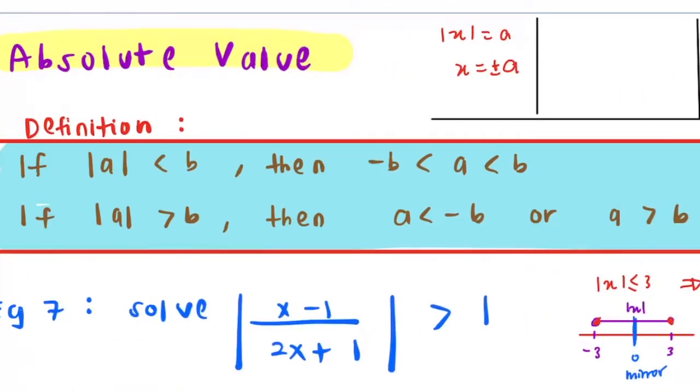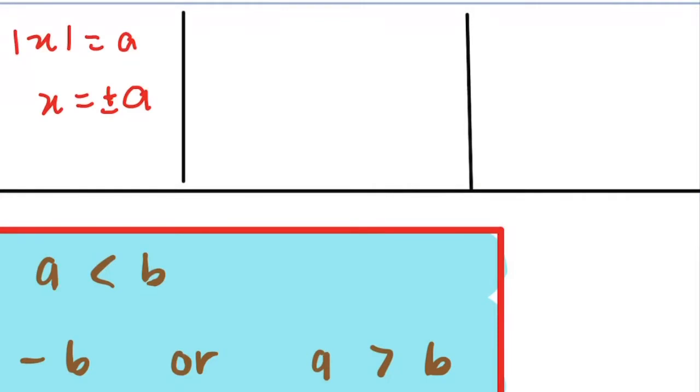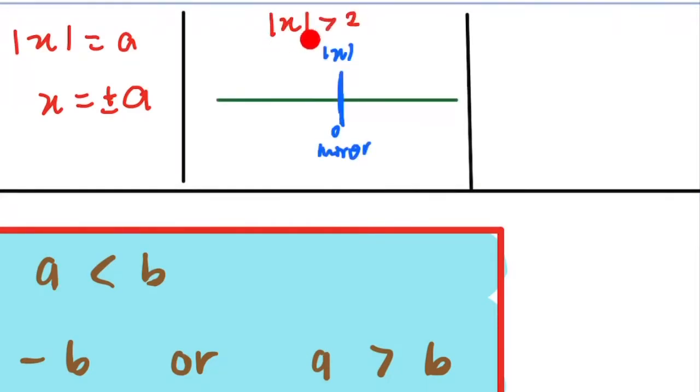How about the second rule here? If absolute value of a is more than b, then a is less than minus b or a is more than b. Now let me show you how this is possible. Let's demo with this question: absolute value of x is more than 2. Just draw the absolute value here. This is 0, acting as a mirror. Now this value here is more than 2. So let's draw it.